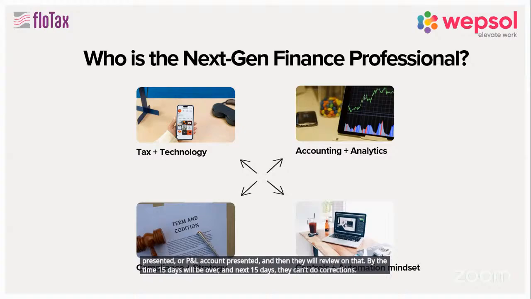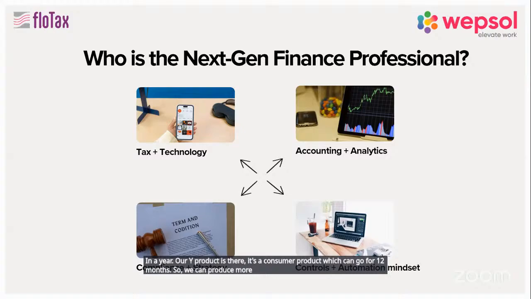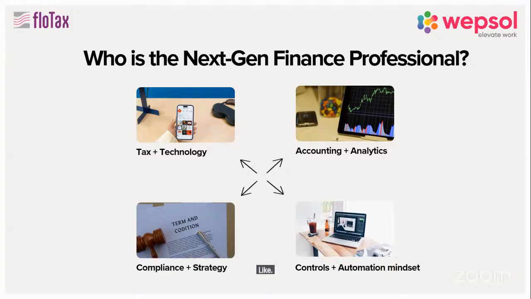But now, what happened with the analytics tools coming into the picture? The accounting analytics teams have become more proactive. They will give you 3 months, 6 months, 1 year budgets, saying that this product X has a seasonal demand, so we can produce only in 3 months in a year. Or product Y is a consumer product which can go for 12 months, so we can produce more volumes on this to get a continuity of our revenues and cash flows. Like that, a lot of analytic tools are coming in.